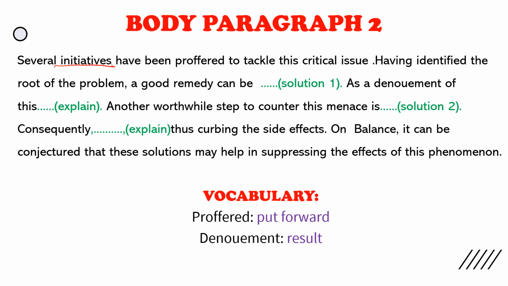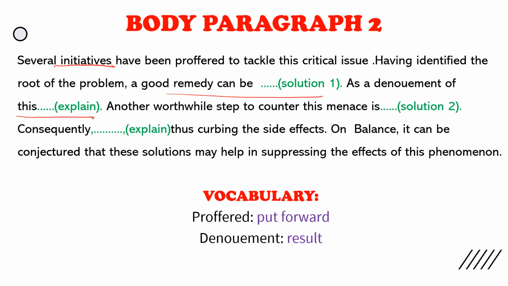So a good remedy can be taking public transport in place of private vehicles. This can help to reduce the problem arising due to overpopulation. As a result of this, breathing problems will decrease, traffic will reduce, and thus people can reach their places in proper time. So because of this solution, the result will be something.